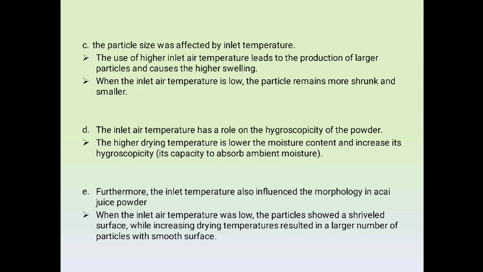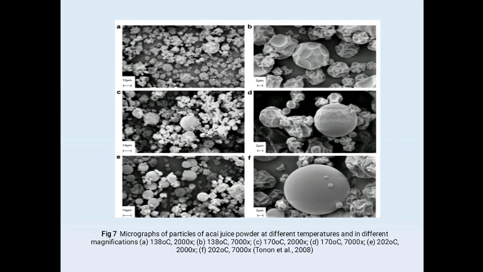Furthermore, the inlet temperature also influences the morphology of acai juice powder. When the inlet air temperature was low, the particles showed a shriveled surface, while increasing the drying temperature resulted in a large number of particles with a smooth surface. Figure 7 shows micrographs of particles of acai juice powder at different temperatures and at different magnifications. As we saw in the figure, the particle structure ranges from shriveled to smooth surface structures with different inlet temperatures.